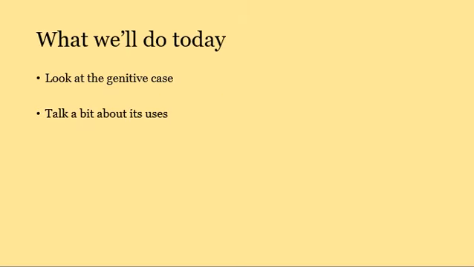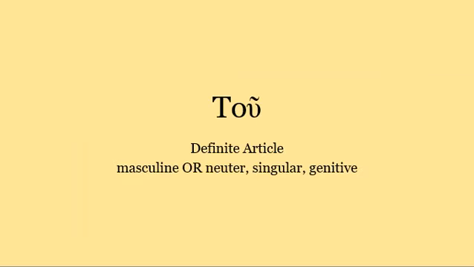Specifically, we will be looking at the genitive case. So we'll see what it looks like in its most common singular forms, and then we'll talk a little bit about its uses, and then we'll actually see a few of those uses in action. So, first, the definite article. Remember, this just means the, and you pair it with nouns.